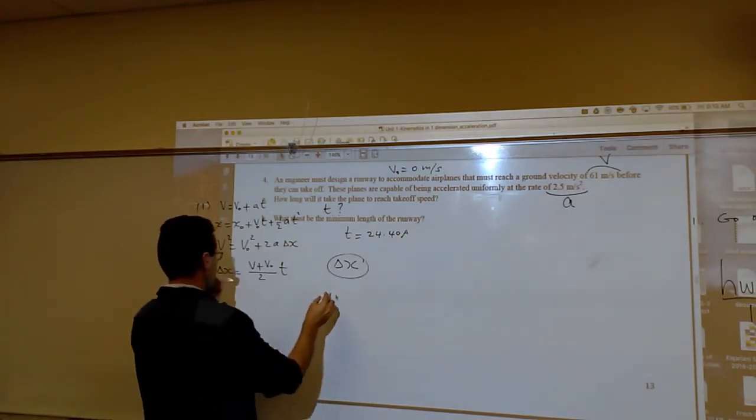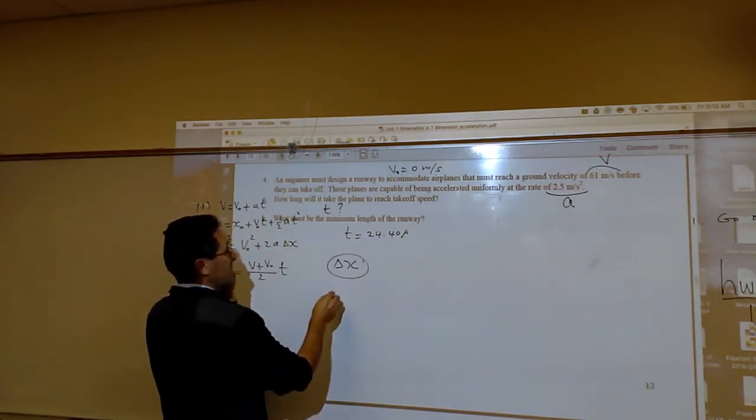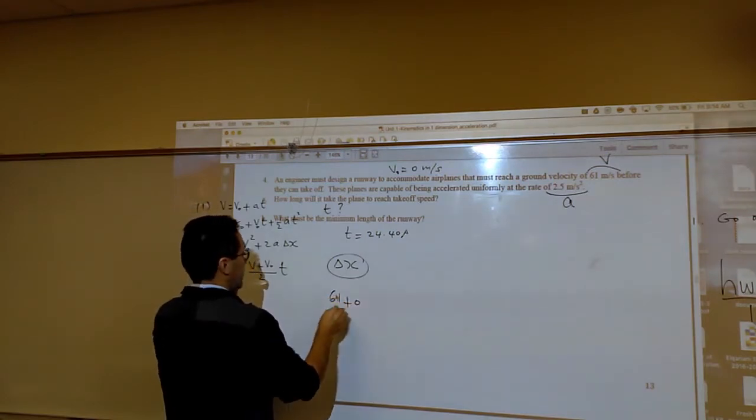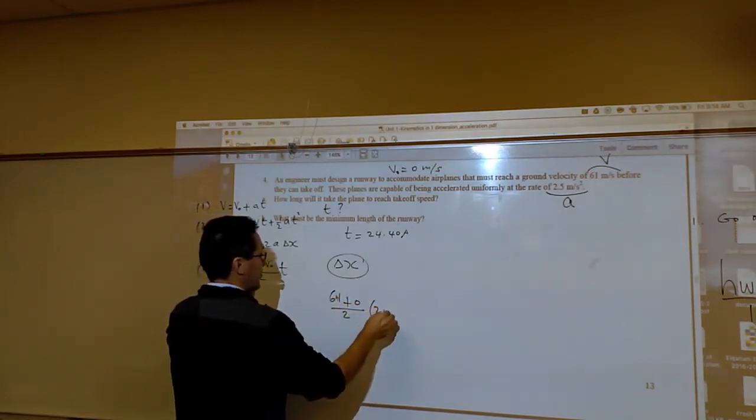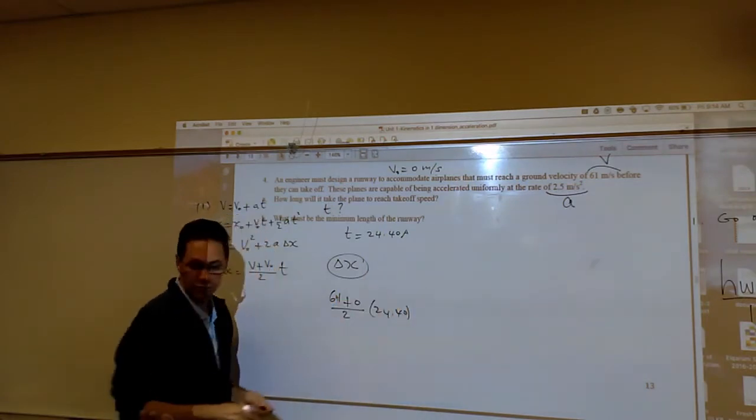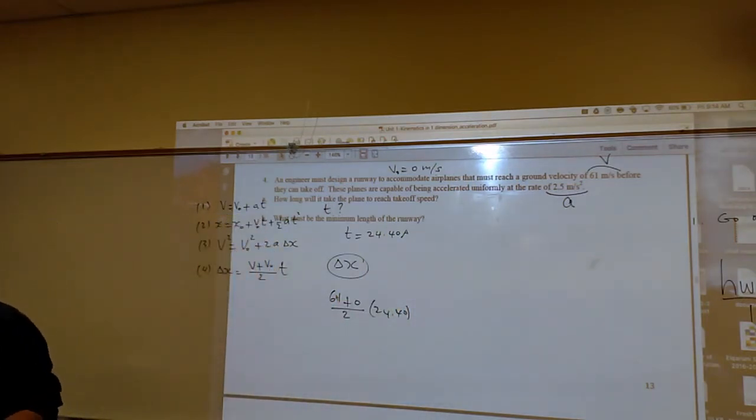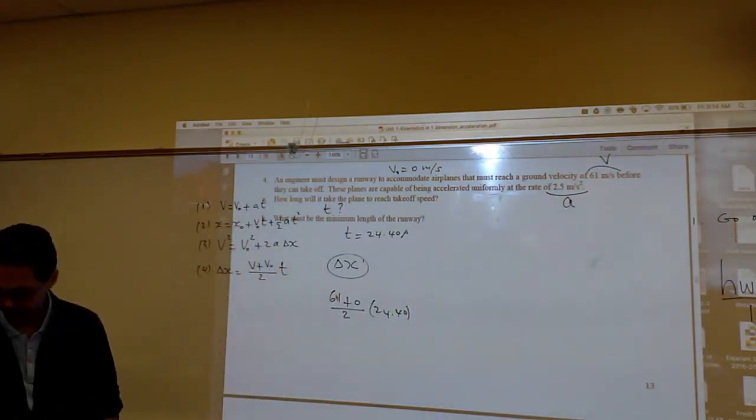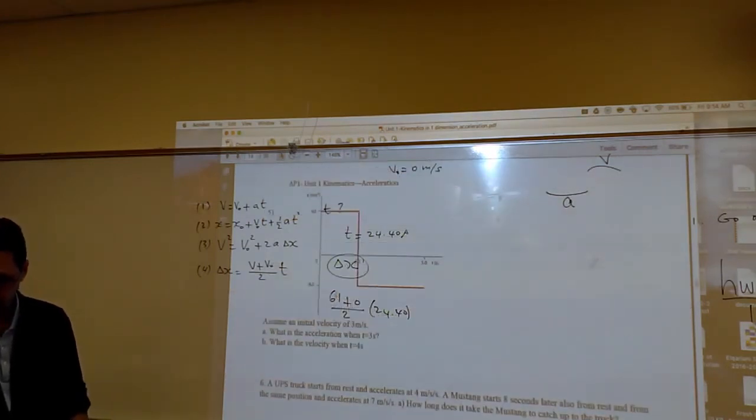So we would just do V, which is 61, plus V0, which is 0, divided by 2, and multiplied by 24.40, and you should get your answer. And your answer is 744.20. All right, next one.